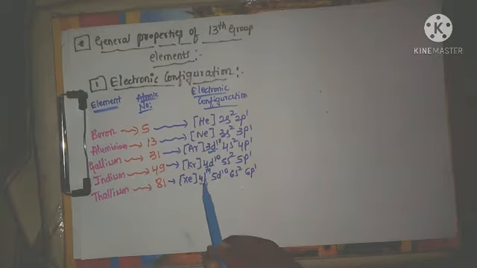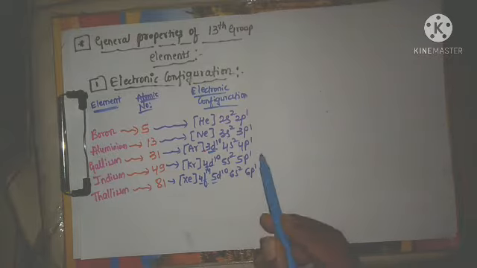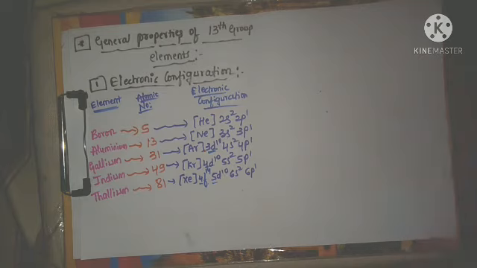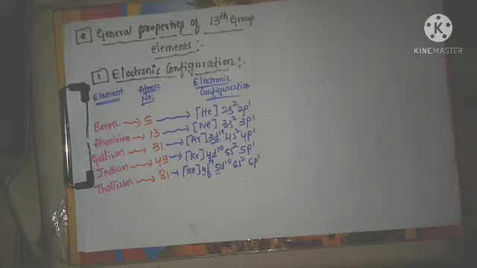Here similarly 4d, here 4f and 5f. 4f because n minus 2. N value is 6, n minus 2 means 6 minus 2, that is 4f. In this way I wrote the electronic configuration of all the elements. Now next we will go for the atomic radius, ionization enthalpy, electronegativity, this concept. First, electronic configuration is over.